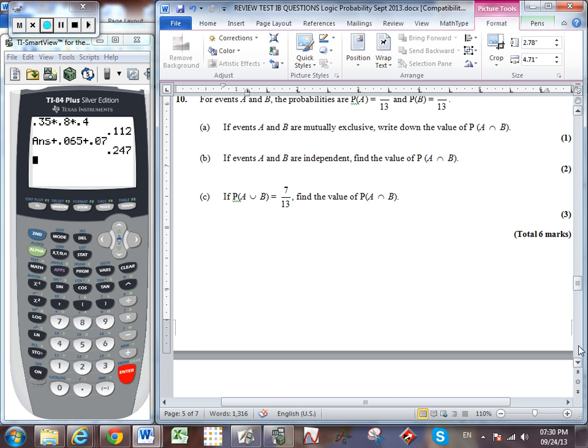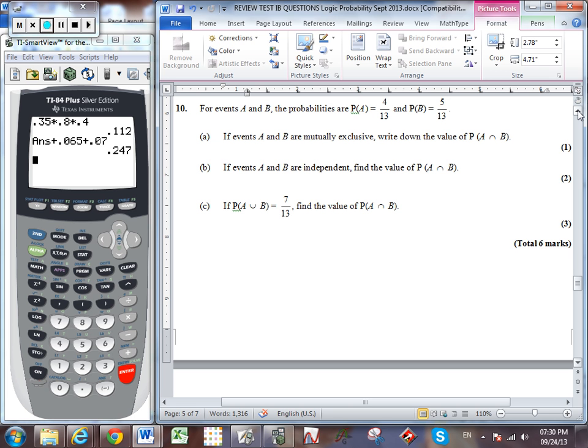Number 10. We've got two probabilities, A and B. If events A and B are mutually exclusive, remember mutually exclusive means that these events do not overlap at all. So that means that the probability of both of them happening at the same time, the probability of both events, would have to be equal to 0. They can't both happen at the same time. There is no region belonging to both.